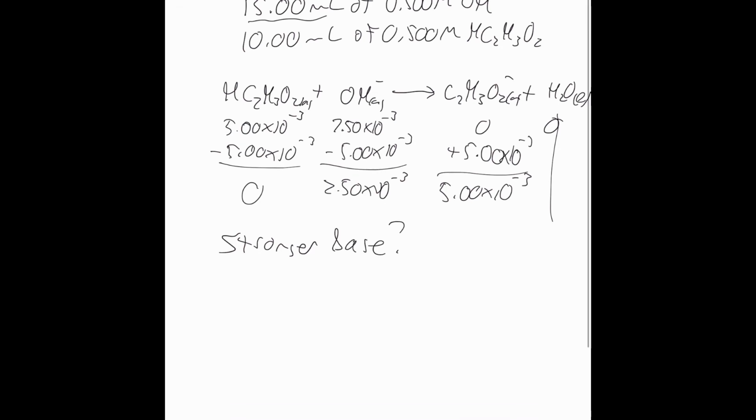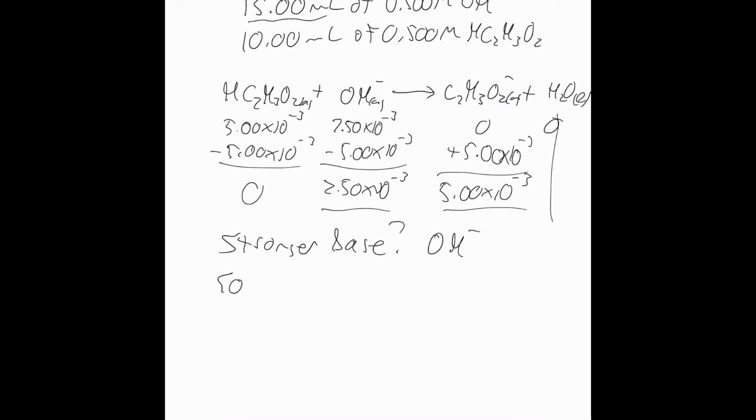So then the question is, we have two bases left: OH minus and acetate. Which one is going to be stronger? Which one's the strongest one left? Because the strongest base left is going to dictate our pOH, or pH for that matter. So OH minus is most definitely our stronger base because it's a strong base.